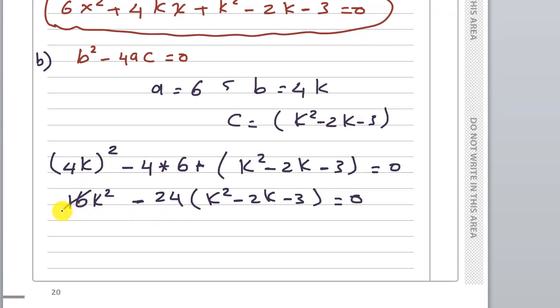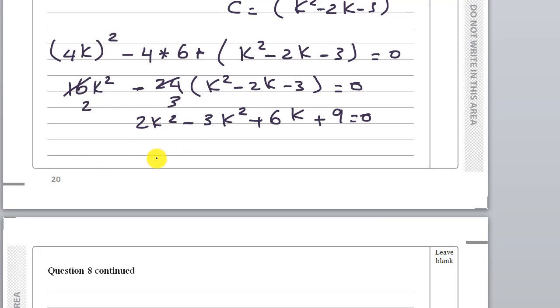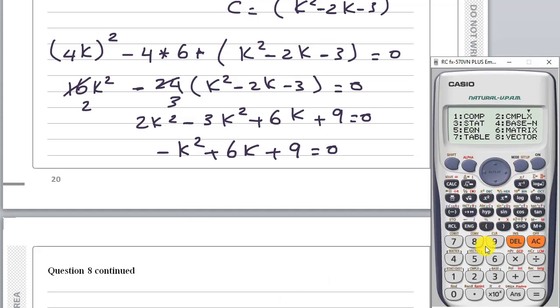Let us divide it by 8. So here will be 2, here will be 3. So 2k squared minus 3k squared plus 6k plus 9 equal to 0. So from here, minus k squared plus 6k plus 9 equal to 0. So let us bring our calculator. So the equation: minus 1, 6, 9.